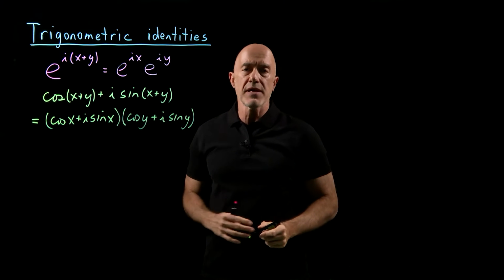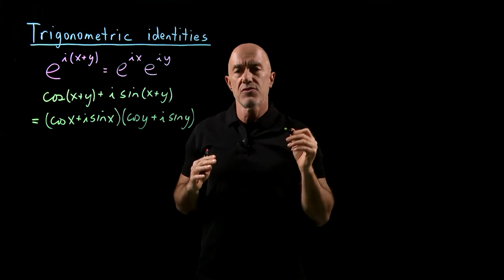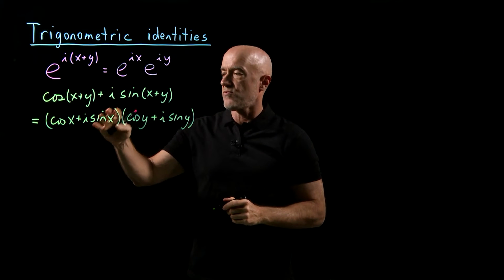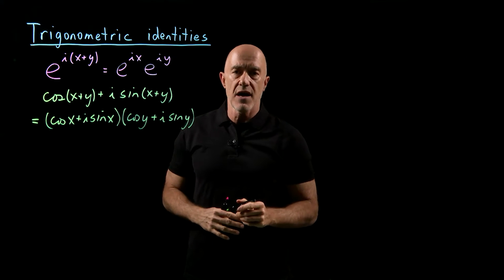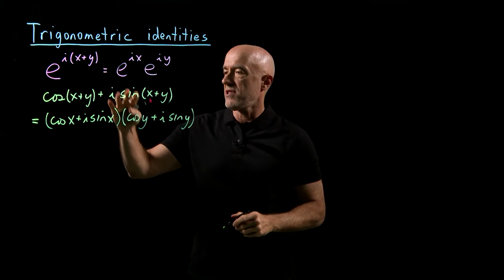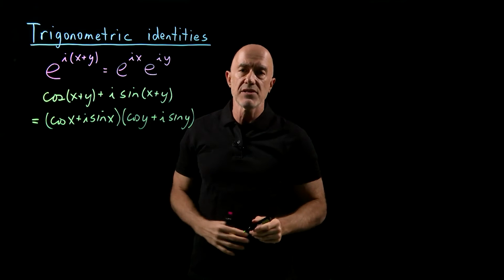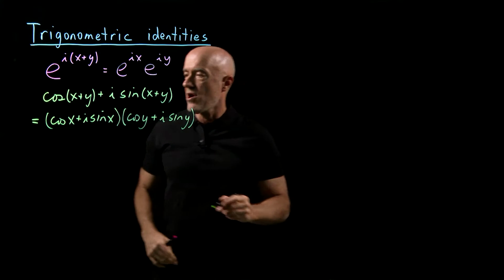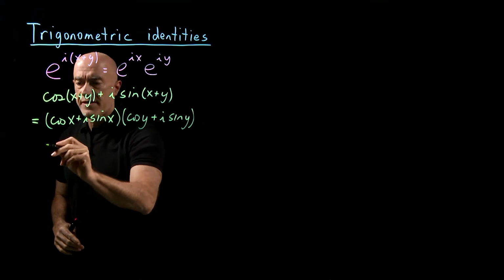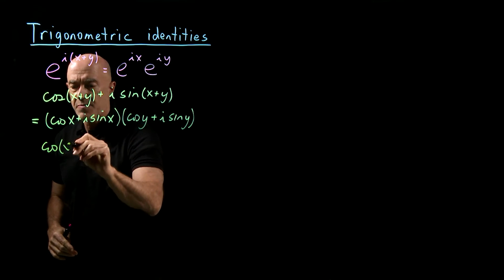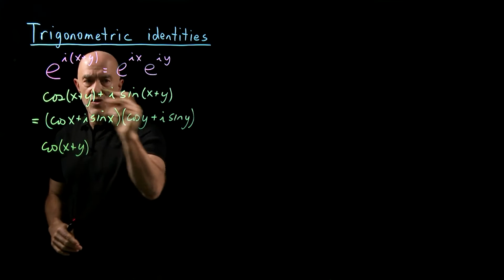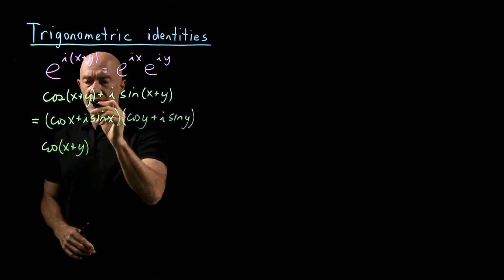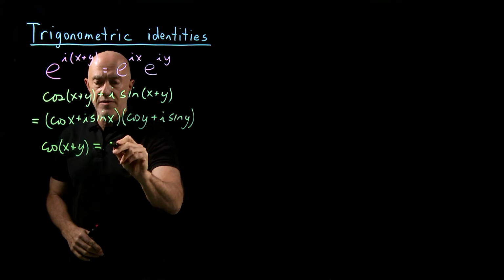Remember that a complex equation is equivalent to two real equations. The real part of the left-hand side equals the real part of the right-hand side. The imaginary part of the left-hand side equals the imaginary part of the right-hand side. So let's start with the real part. So the real part tells us cosine (x+y), the real part of the left-hand side. The real part of the right-hand side then is cosine x cosine y.